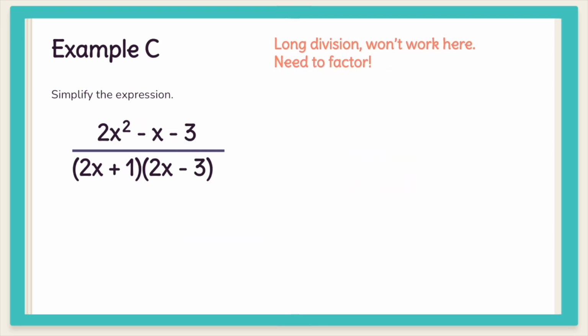All right, here we're at example C, and we want to simplify our expression. And it says this time long division won't work, so we're going to need to factor. So on top we have trinomials. On the bottom we have two binomials. Now we know that we can factor that trinomial on top by using a factor puzzle.